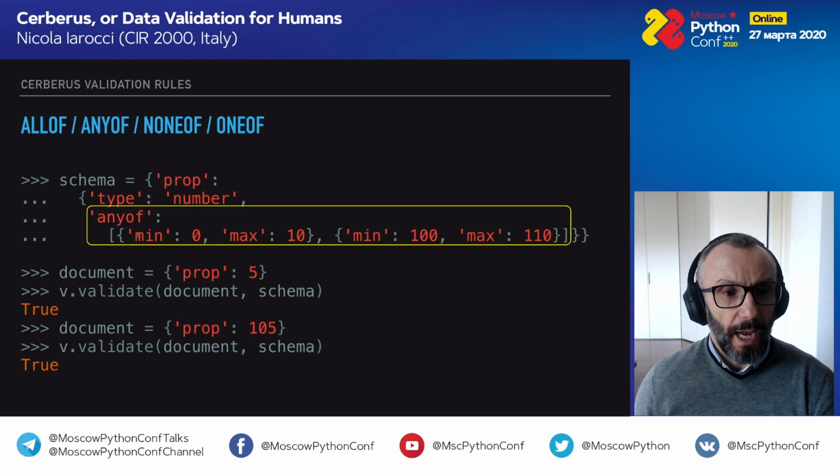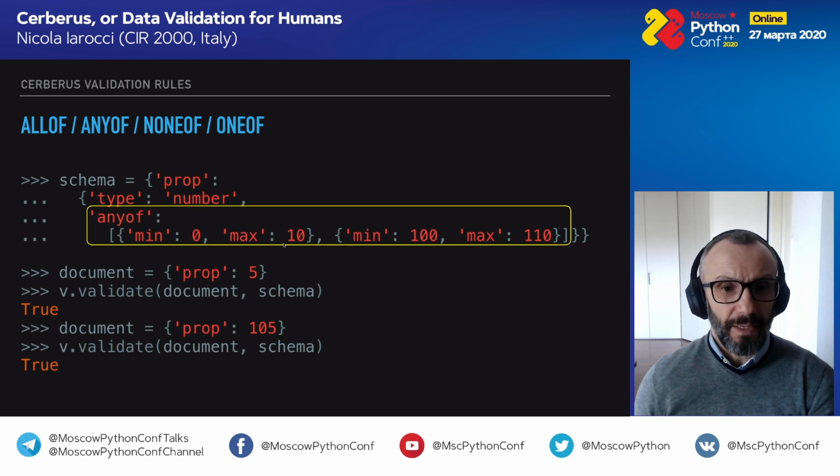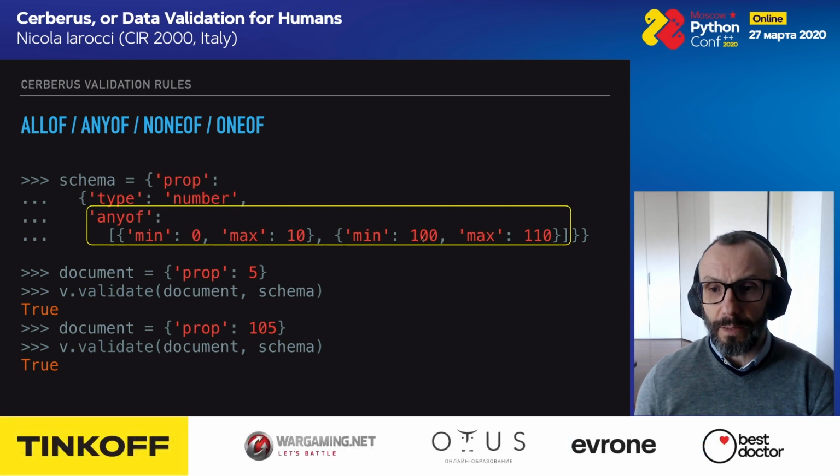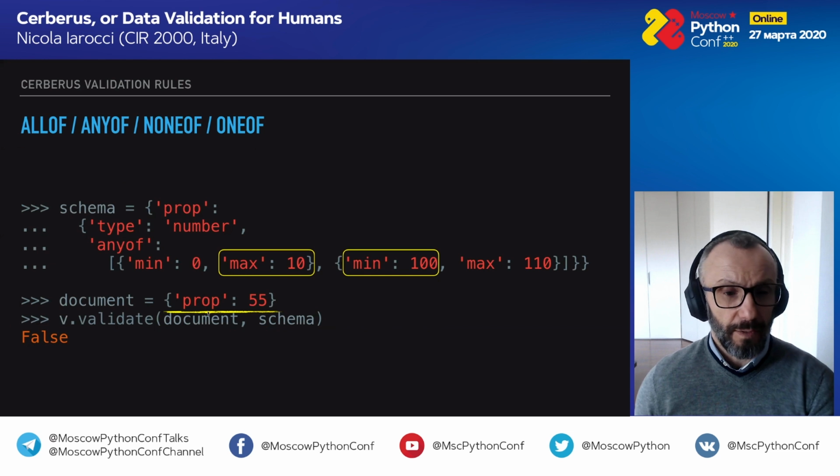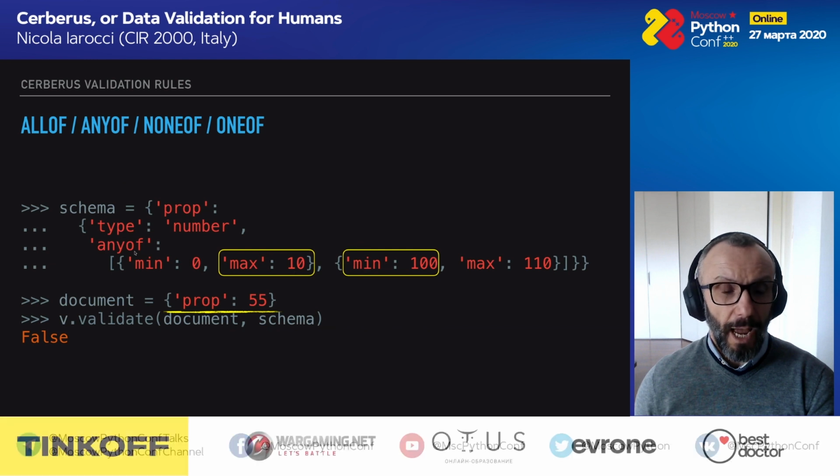So here we have anyof a range of allowed values. We have this number must be between 0 and 10, or between 100 and 110. So in the first case here, 5 is valid because it is within the first range, and 105 is still valid because it is within the second range. In this case, 55 is not allowed because it is outside of these two ranges, and we have applied an anyof rule.